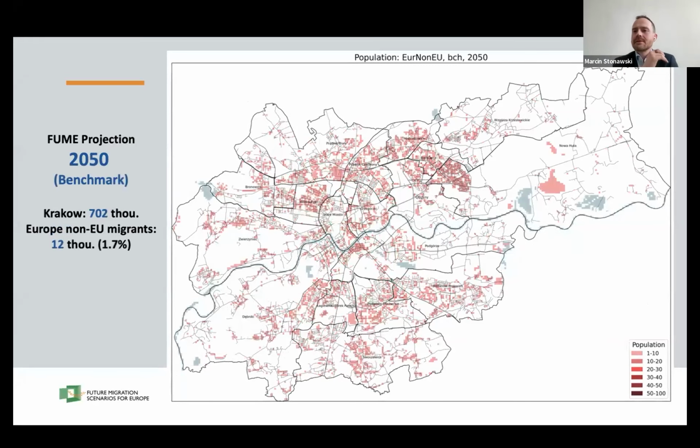But what the projections actually show is that the population of Poland will dramatically decrease in the period, and there is also an impact on Krakow, that the city is smaller. And then in the benchmark scenario that, for example, Samir presented before, we have the impact in Krakow as well. And the question is whether it really should be like this, or whether big cities will have different trajectories than, for example, regions and countries. So that's a big question for discussion.